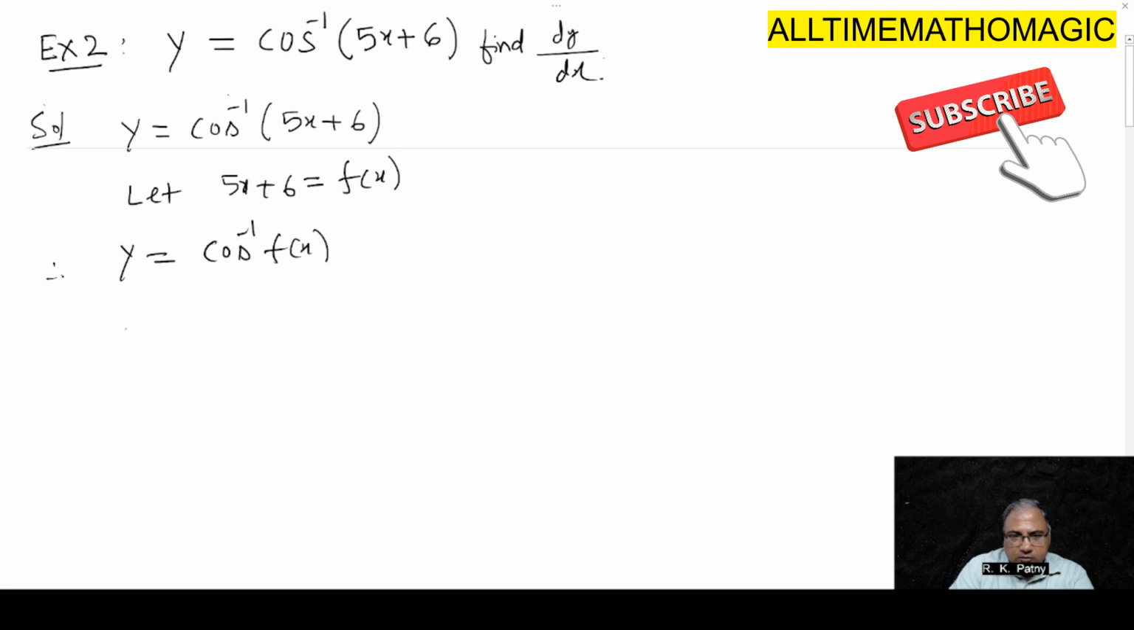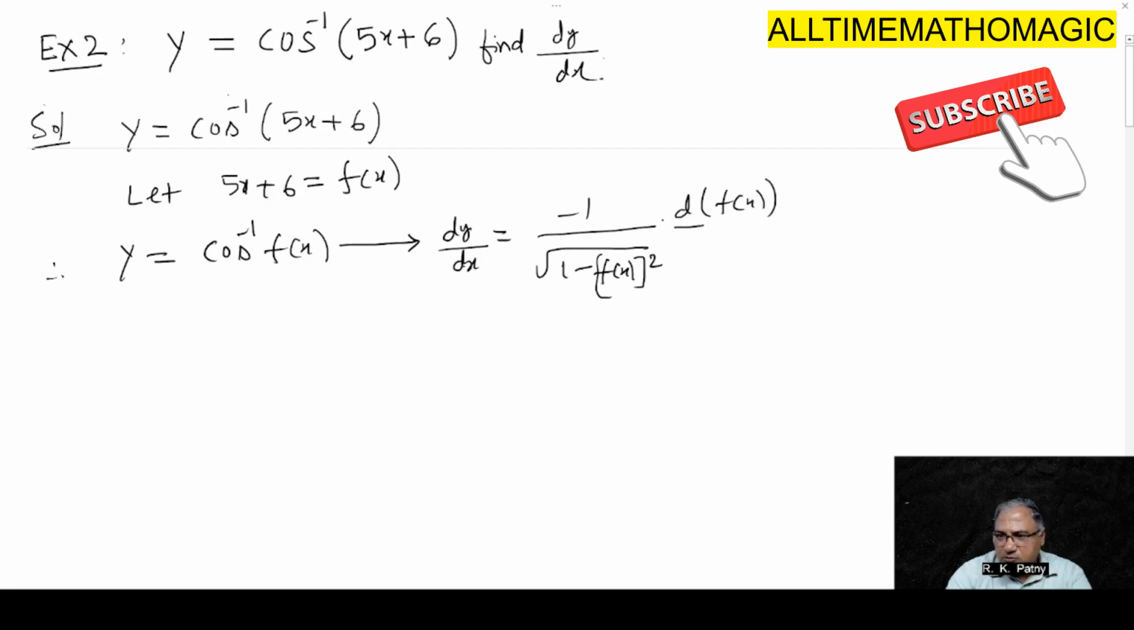We know that y equals cos inverse of f of x. Then dy by dx equals what? Dy by dx equals minus 1 upon under root of 1 minus f of x whole square into derivative of f of x with respect to x. This is the formula. So this formula we will be applying here.